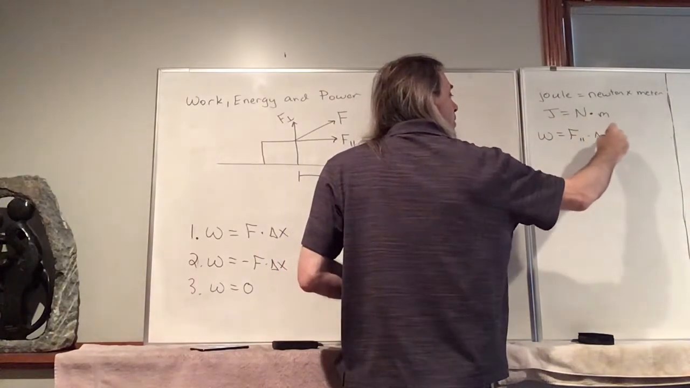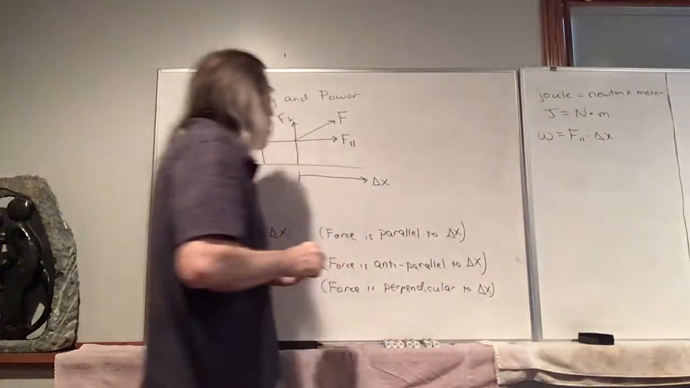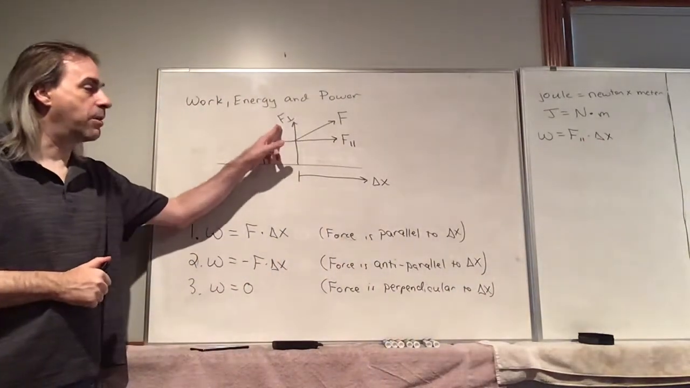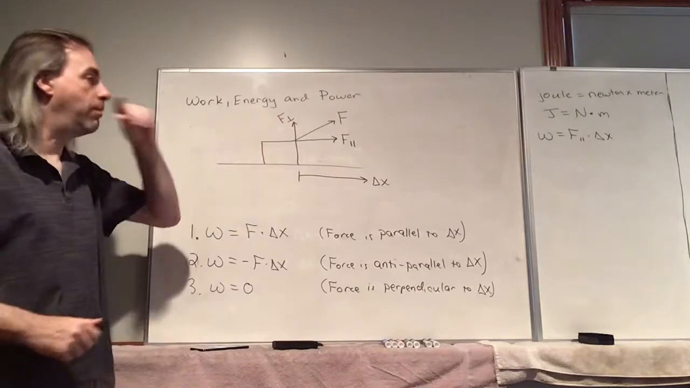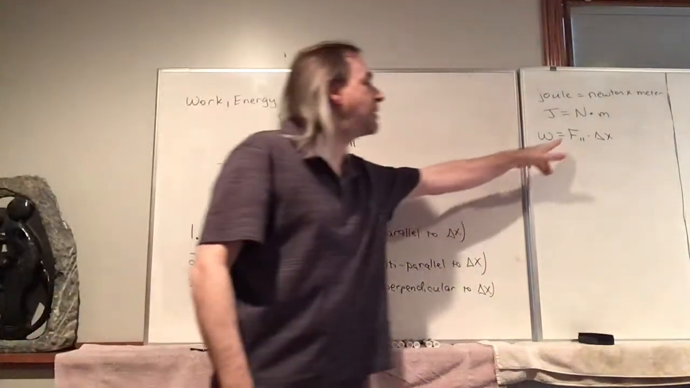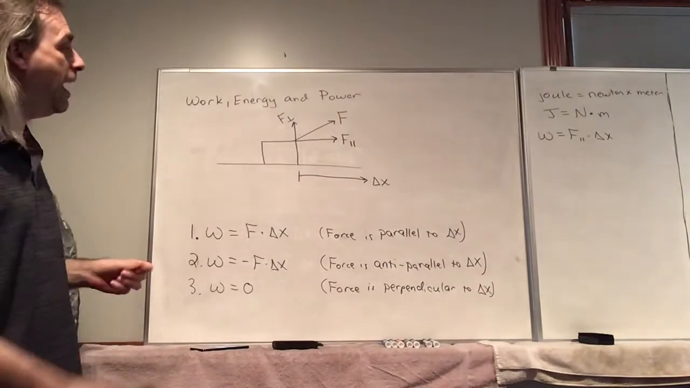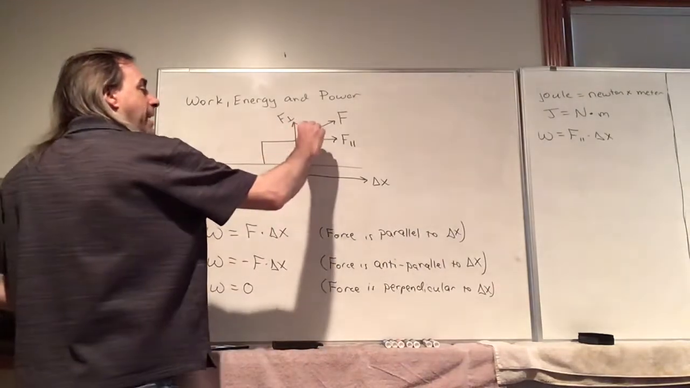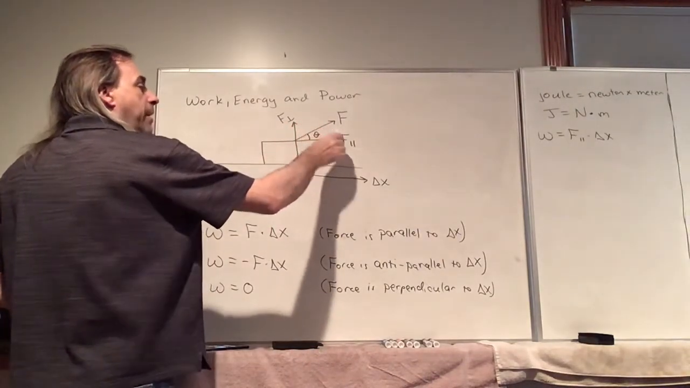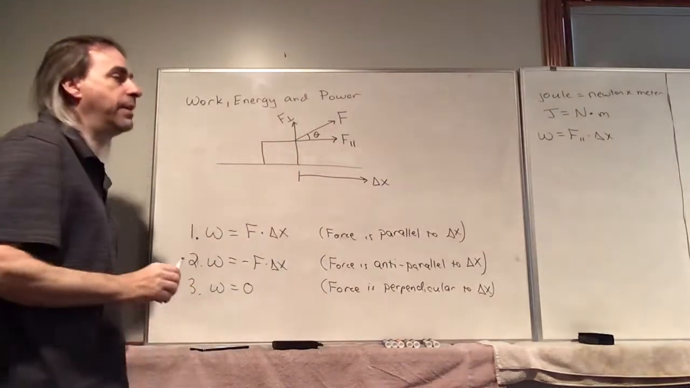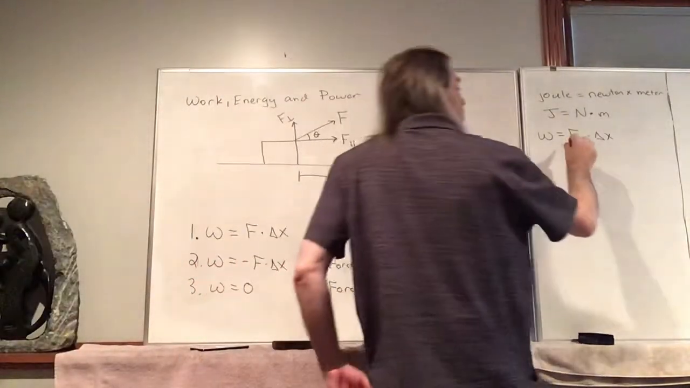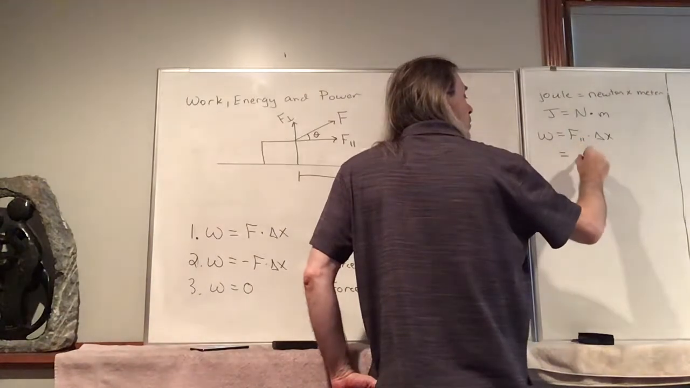Times the displacement, plus the work due to this perpendicular component, which is 0. So the total work is just F parallel times delta X. And usually we define this angle, theta, to be the angle between the force and the displacement, and so you can write it like this as well.